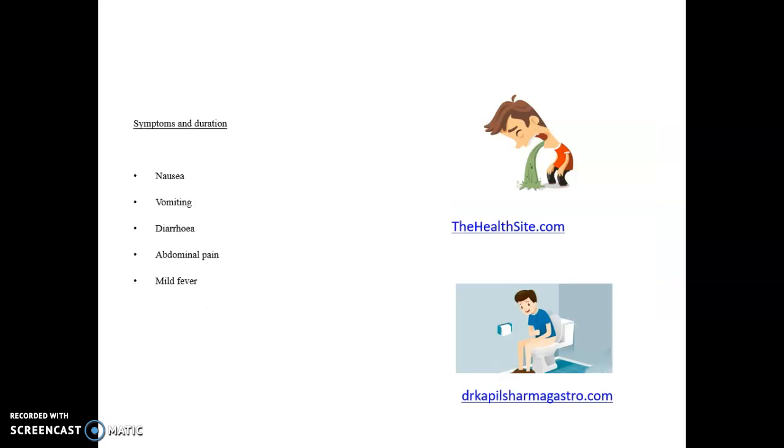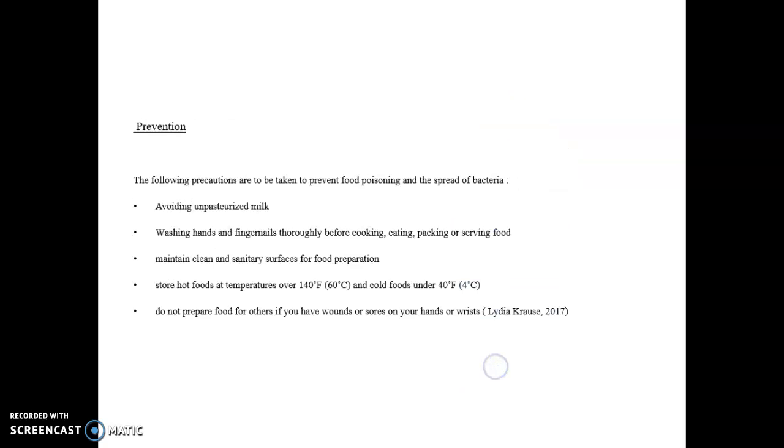The symptom duration is around 1 day, as I discussed, and it can last up to around 2 to 3 days. The symptoms which appear are nausea, vomiting, diarrhea, abdominal pain, and sometimes a mild fever. The prevention of this disease can be carried out by following some practices.